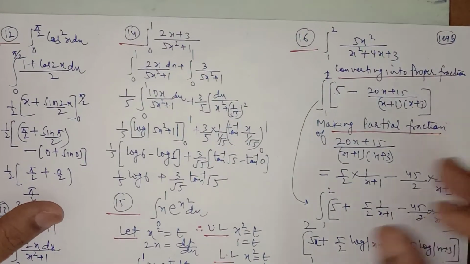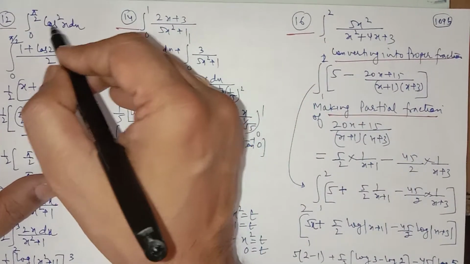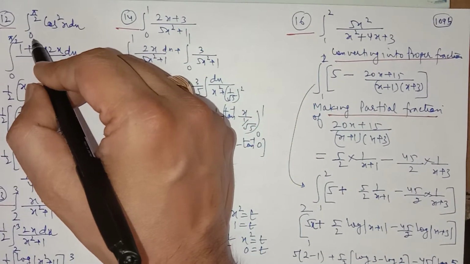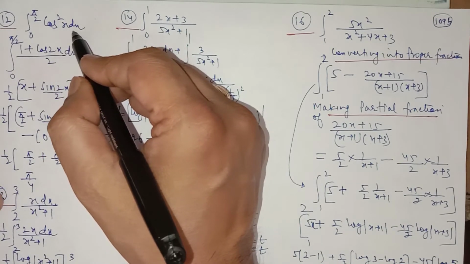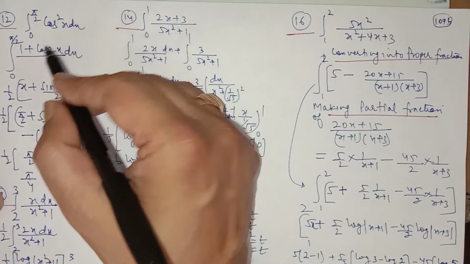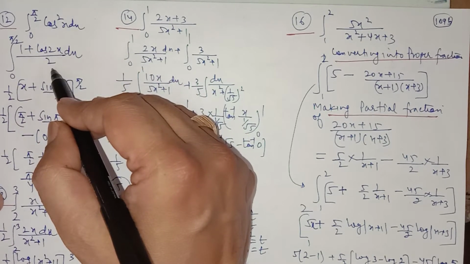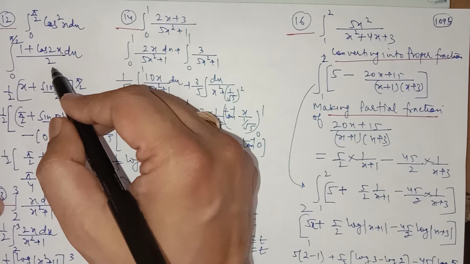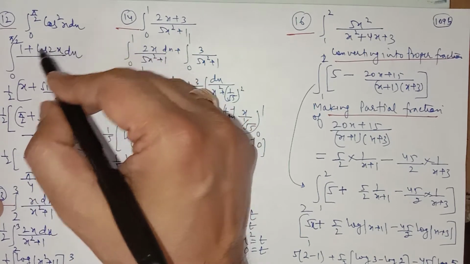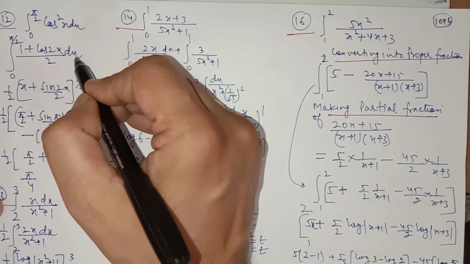In question number 12, you know how to integrate cos square x, that is a definite integral from 0 to pi by 2. To integrate cos square x, you have to use the identity, that cos square x is equal to 1 plus cos 2x upon 2. If you don't know, first of all go to the indefinite integral, then come to the definite integral. So cos square x is equal to 1 plus cos 2x upon 2 with respect to x.